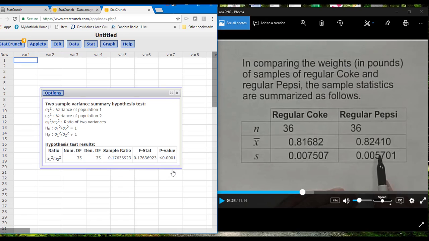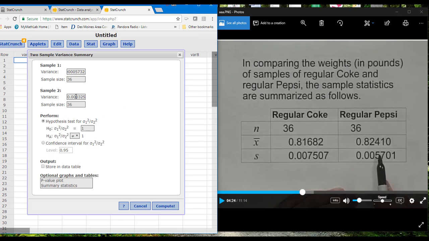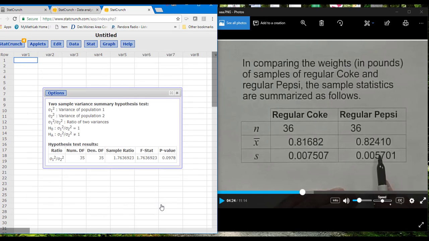And here we get an F statistic of 0.173. What did Dr. Triola get? He got 1 point. Okay, I'm off by a factor of 10. So let's go back and double check. I don't have enough zeros in that second one. Now let's do it again. Here we go. So now we get the same F statistic that Dr. Triola got, or just about the same.